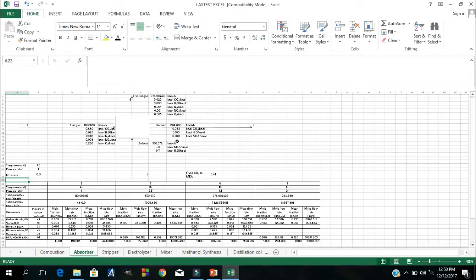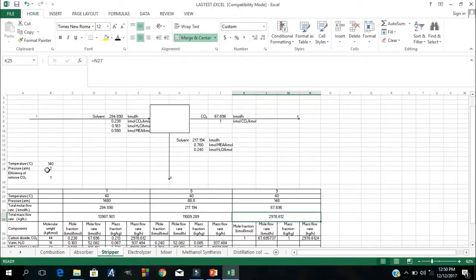The carbon dioxide is absorbed by the MEA solvent and becomes stream 7, and the other substances in the flue gas will be removed as treated gas. The temperature of the unit is 40 degrees Celsius and the pressure is 1 atm, and the efficiency of this unit is 0.9. Then stream 7 will go into the stripper.